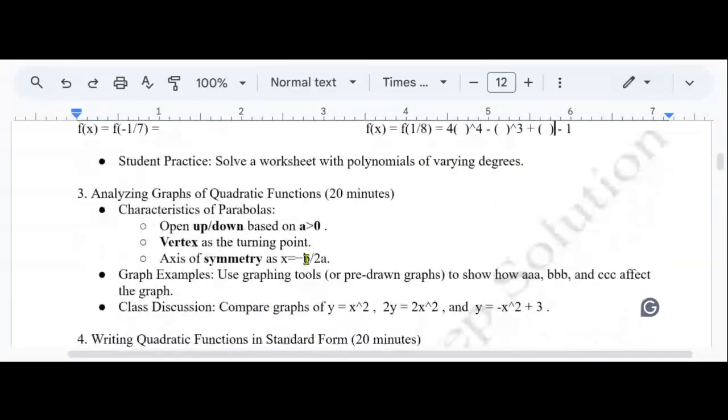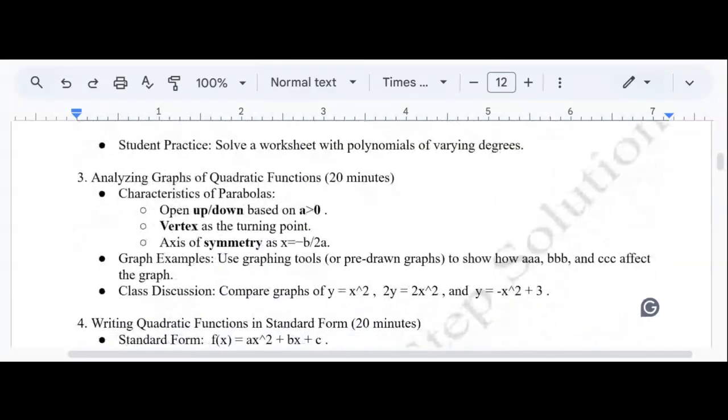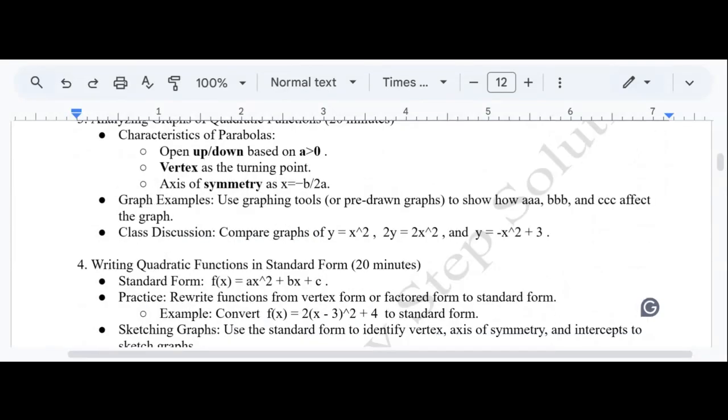Now we're going to go to analyzing graphs of quadratic functions. Okay? Now the question comes here: the degree, how much is A? If the value of A is greater than 0, then the parabola opens up. If A is less than 0, then it opens down.